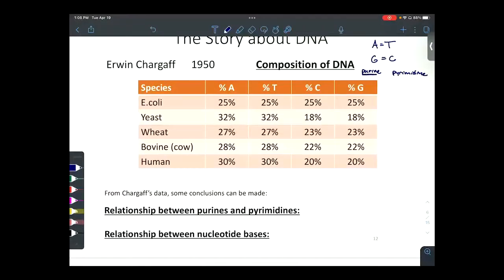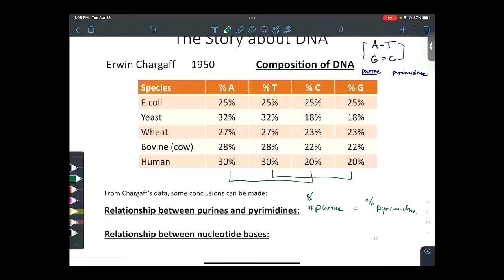So he was able to think here, if we think about the structure of A, G, T, and C, remember A and G are purines. Those are the large rings. And the pyrimidines are the smaller rings. So A and G are purines here, T and C are pyrimidines. What he saw is that the percent of purines was always the same as the percent of pyrimidines. It was always 50-50.